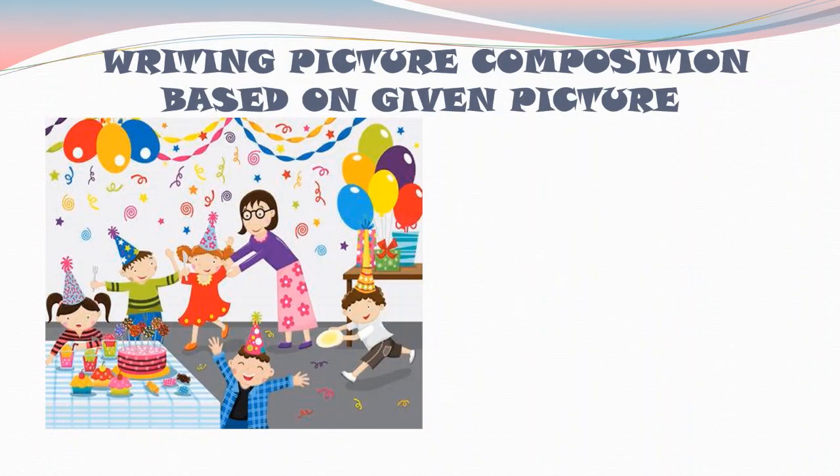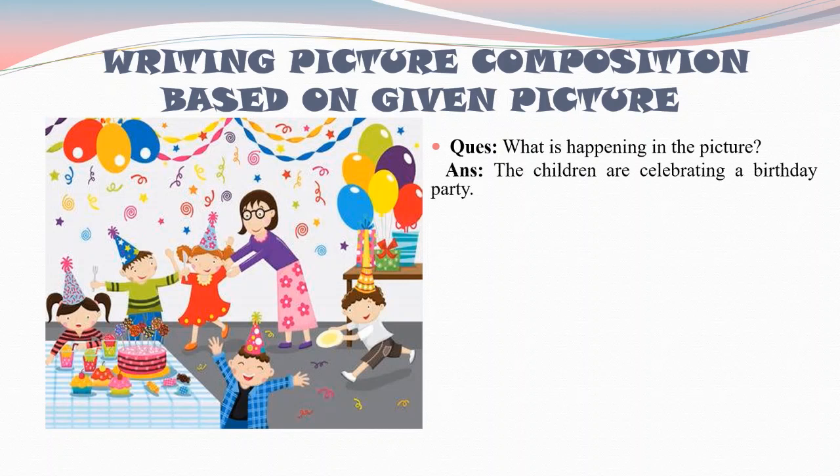Now let us begin to write sentences based on the given picture. We can see there are many elements in this picture. To understand the picture in detail, let us prepare a question-answer list. For that, the first question is, what is happening in the picture? Yes, the children are celebrating a birthday party.